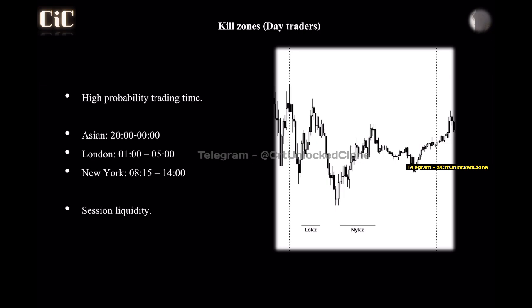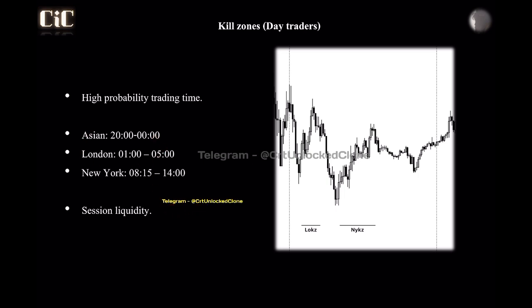Now there are some adjustments which can be made to these times, but this is the rough estimate. And this was intended to be a quick, brief run-through. We'll go in deeper into exactly what time to enter later down the road. Right? But for now, these are the kill zones. High probability time windows in which price moves faster.